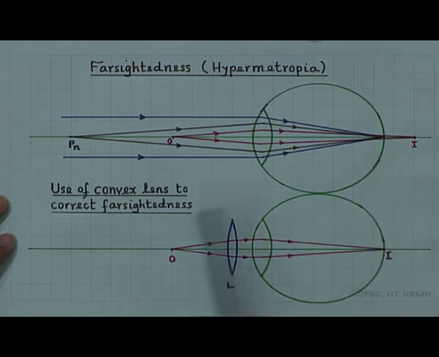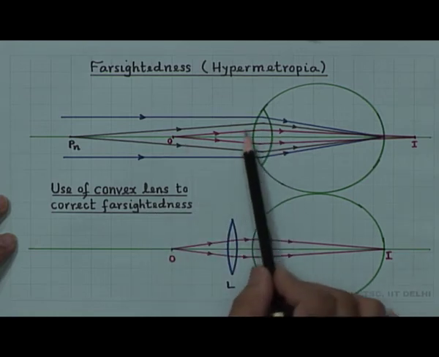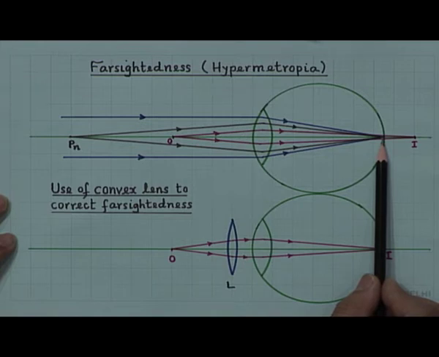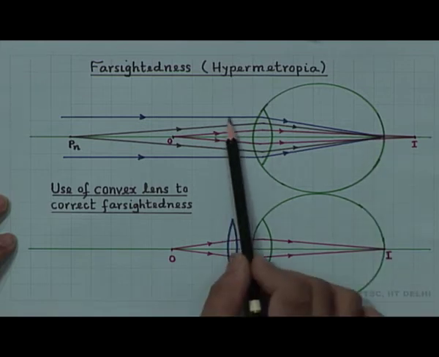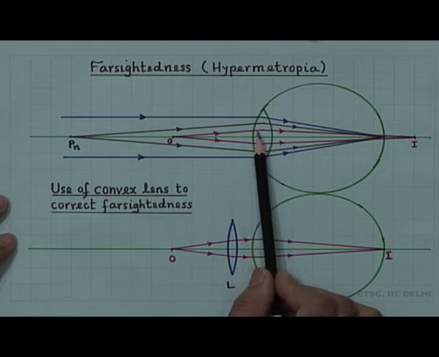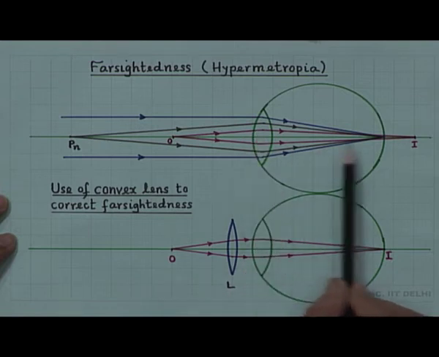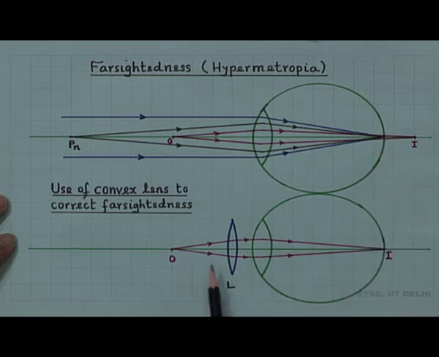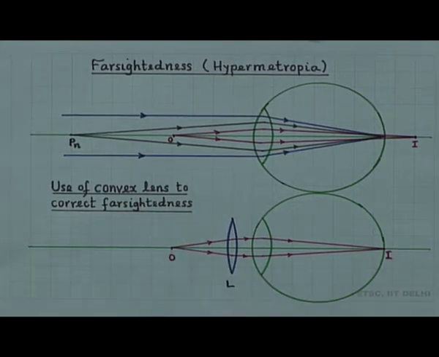And obviously, this can be corrected by use of a convex lens. Because the lens was not able to focus it here, you need some assisting device to focus it further. The lens is able to focus somewhat, but not strongly enough, so that the image is formed here, and therefore the convex lens helps in focusing the image back onto the retina. So, using a convex lens to correct farsightedness.